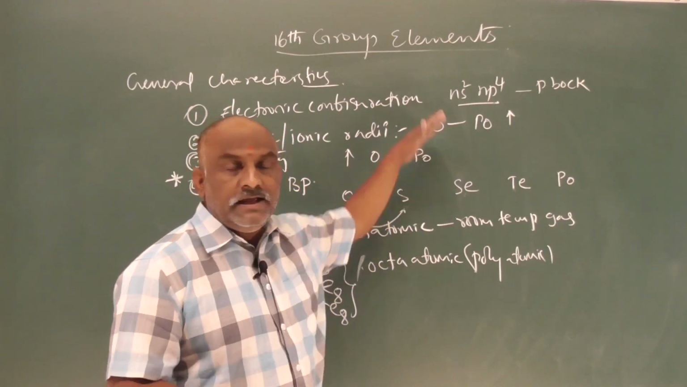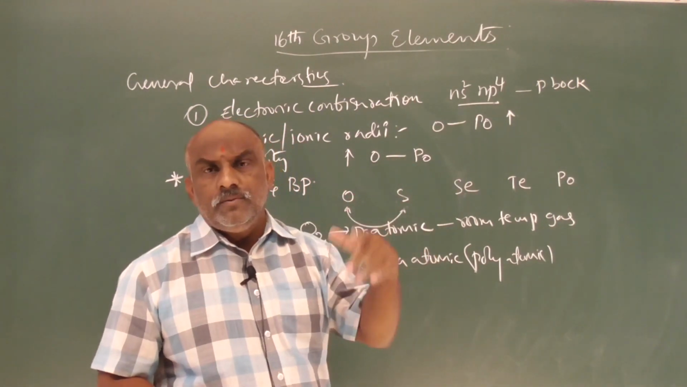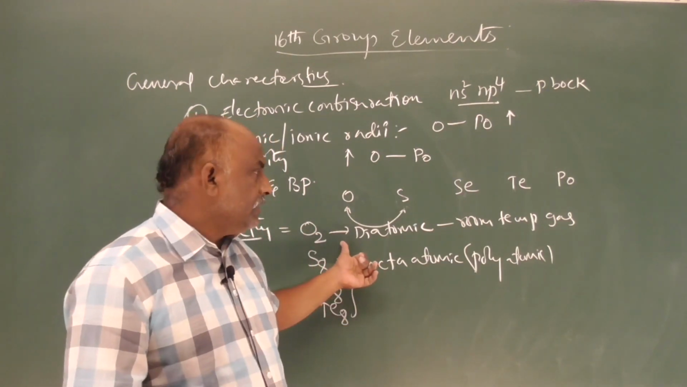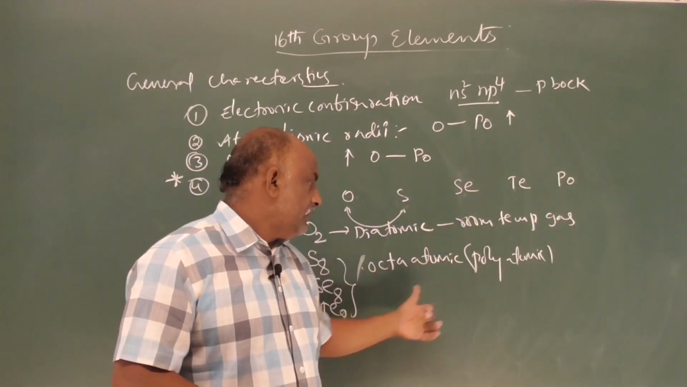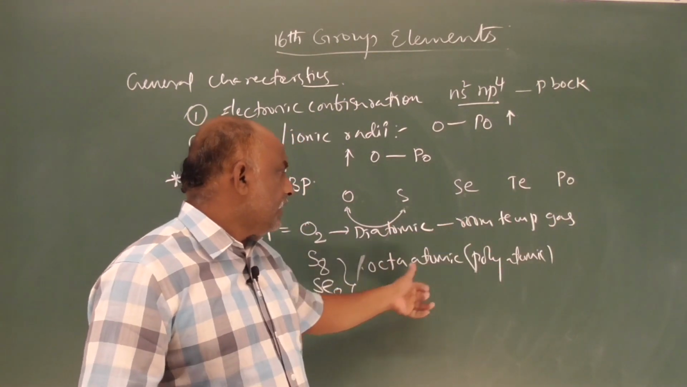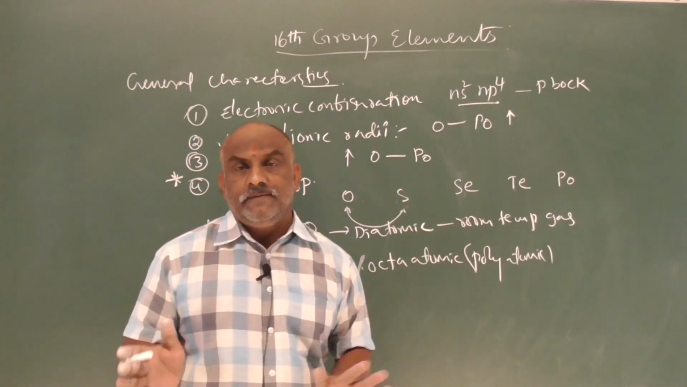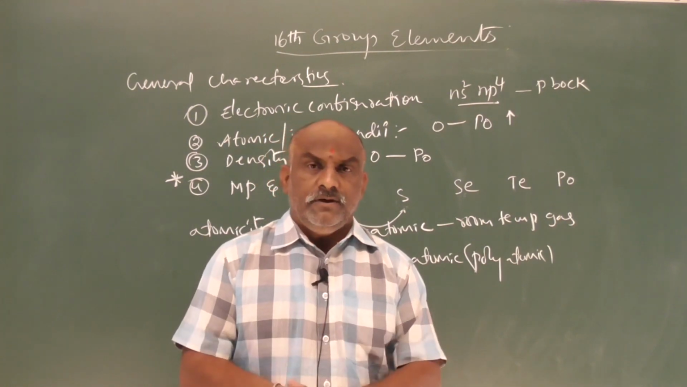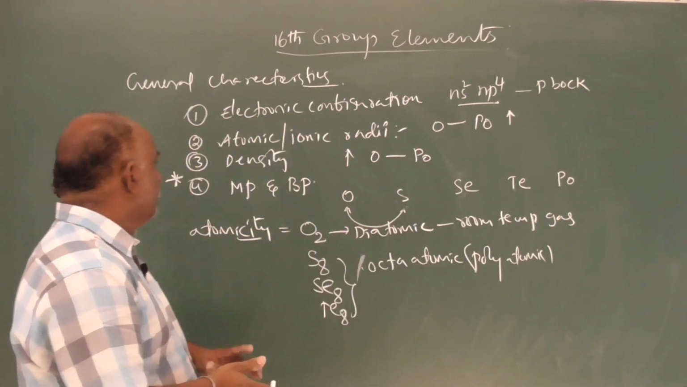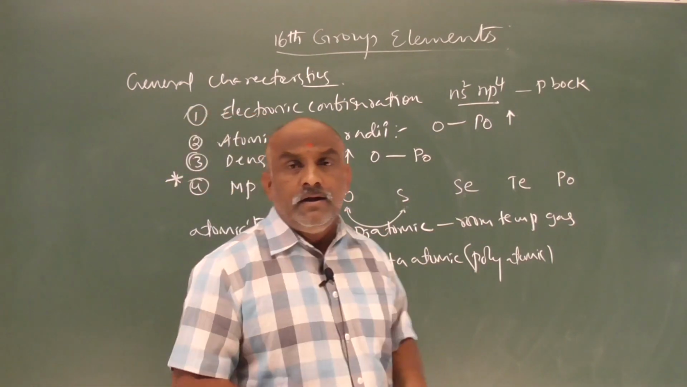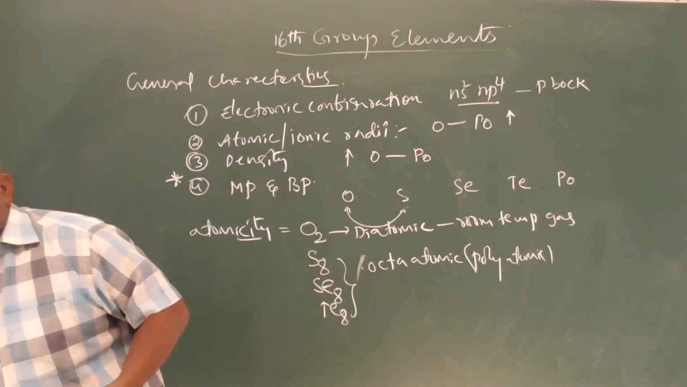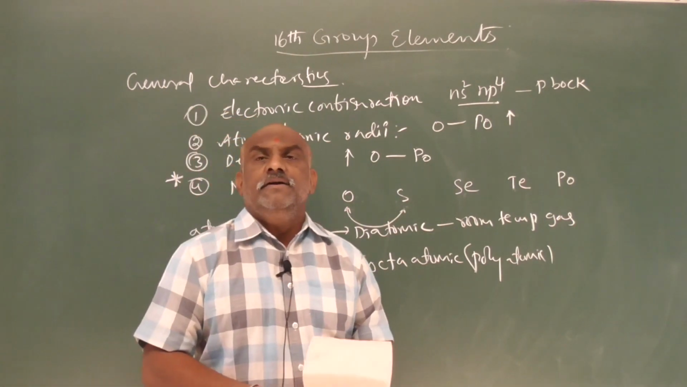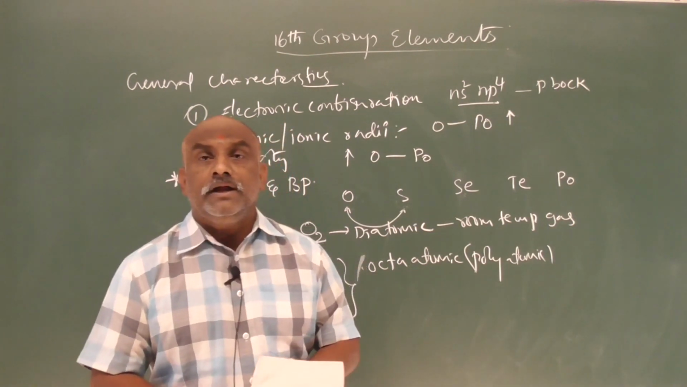From oxygen to sulfur suddenly increases, from sulfur to selenium, selenium to polonium gradually increases. The reason is atomicity. Oxygen is a diatomic molecular gas at room temperature, while the remaining elements are octaatomic or polyatomic, all are solids except oxygen. Clear. So, this is the melting point and boiling point. While going to the ionization potential, which is also an important point, oxygen's ionization potential is very high, that is 1314 kilojoules per mole.